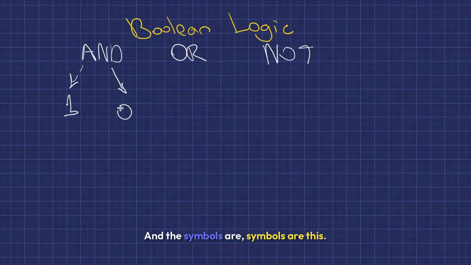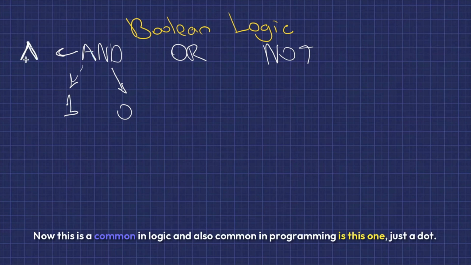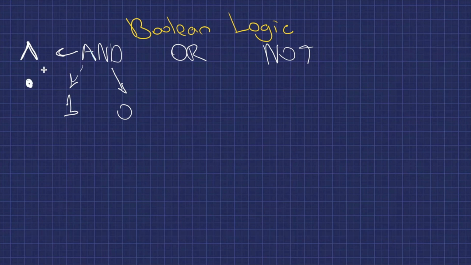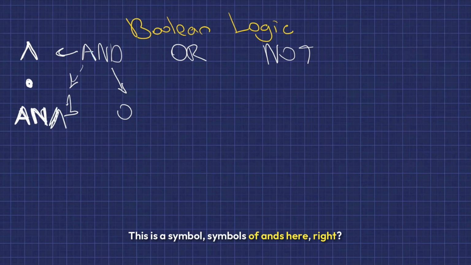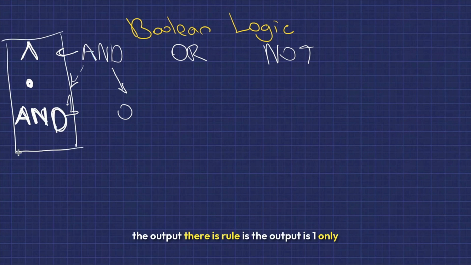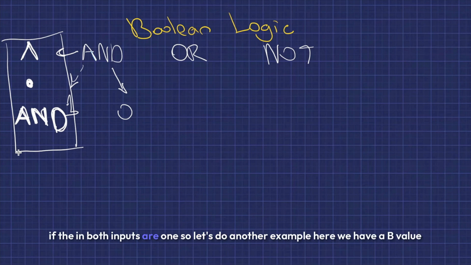And the symbols are these. This one is common in logic and also common in programming, just a dot. Or you can also just write AND. These are the symbols of AND here, right? The output rule is: the output is 1 only if both inputs are 1.